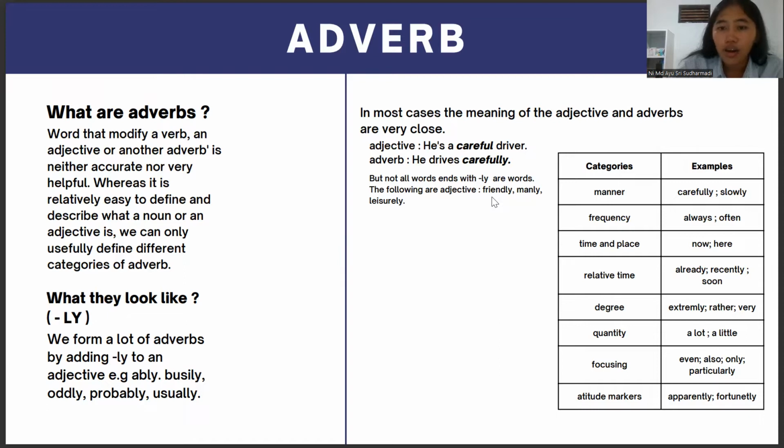But not all words that end with ly are adverbs. The following are adjectives. For example, friendly, manly, leisurely. And here I have types of adverbs. This is the category, such as manner, frequency, and so on. And this is the word of example.